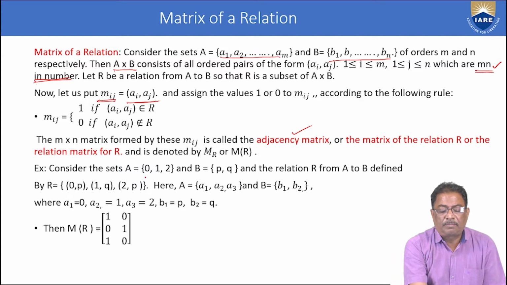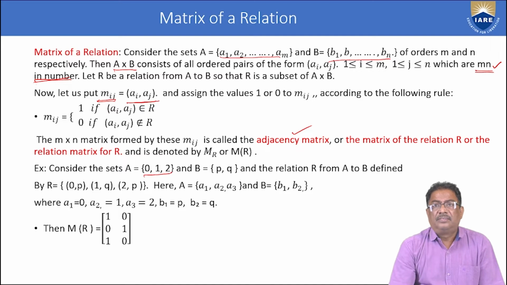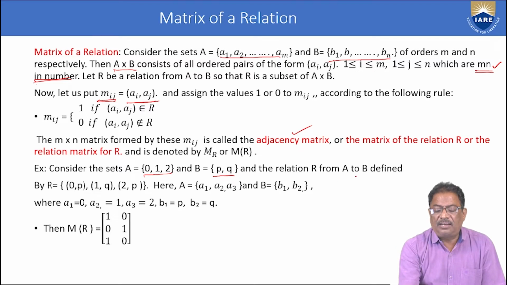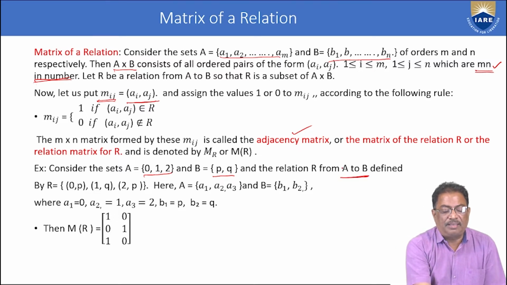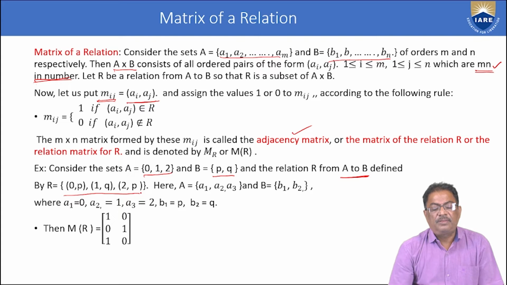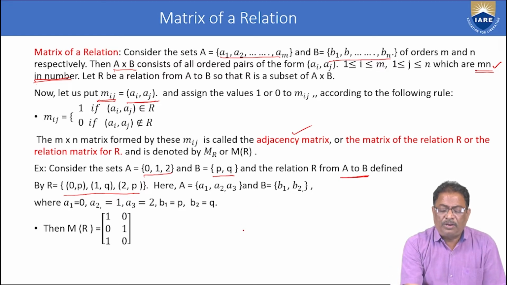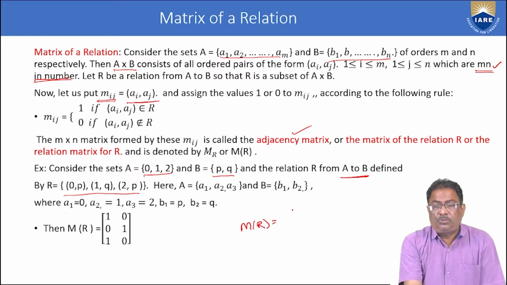So here, this is set A and this is set B. R is a relation from A to B, defined like this. Now we have to construct a relation matrix.